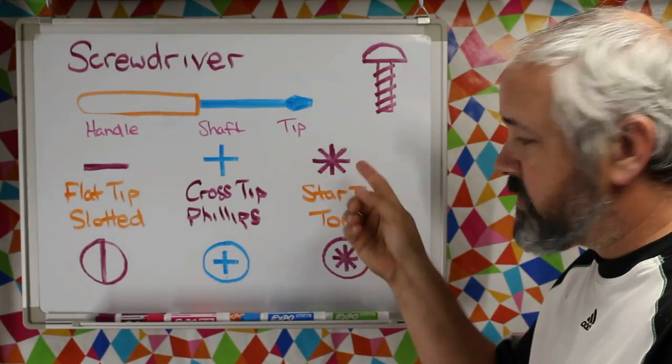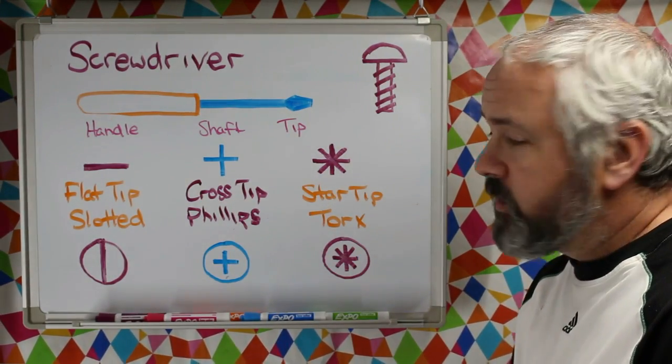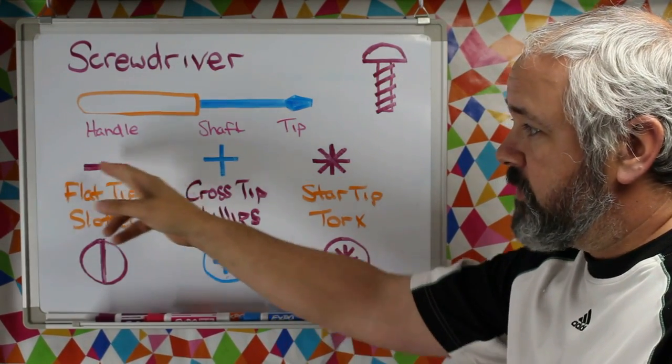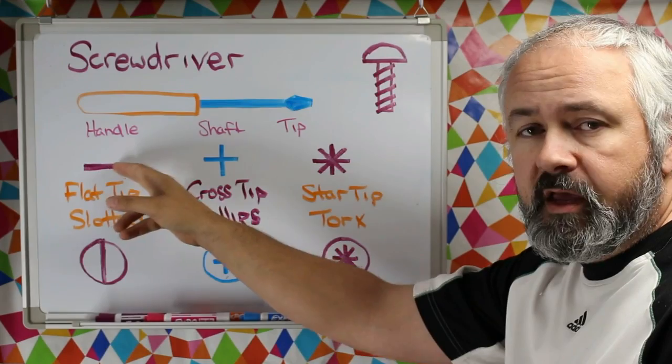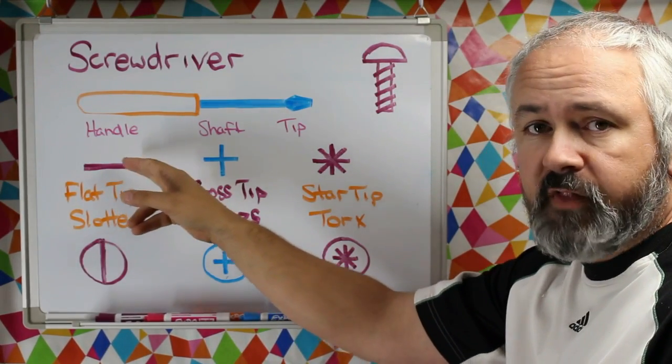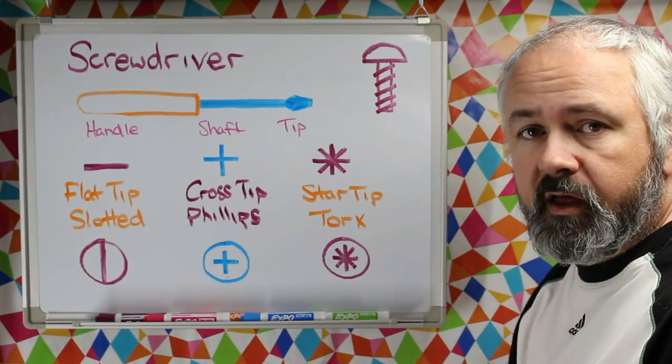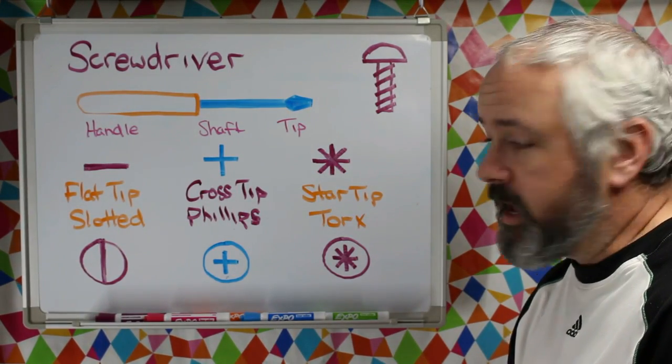There are different tips, as you can see on the board. The first tip we will discuss is the flat tip or slotted. If you're looking at the edge of the tip, you would see that it is a distinctively flat blade that is inserted into a slot inside of a screw head.